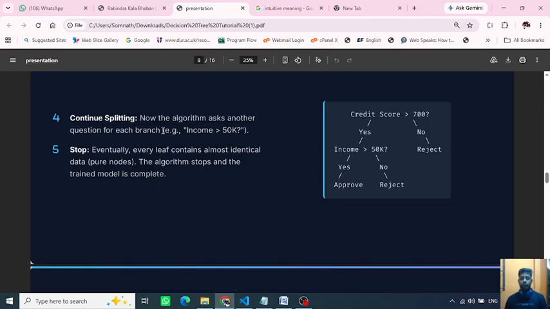And now again the algorithm asks another question for each branch: is income above 50K or not? At the right side you can see, again it splits the data into two sets. Eventually every leaf contains almost identical data. Then the algorithm stops and the trained model is complete.